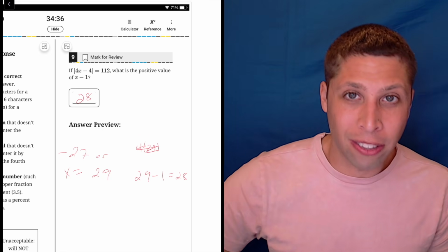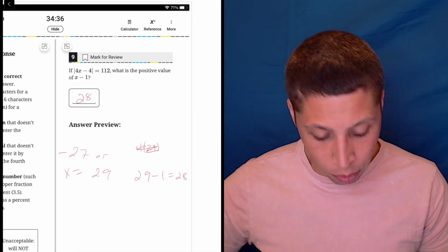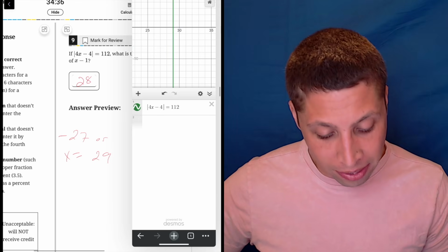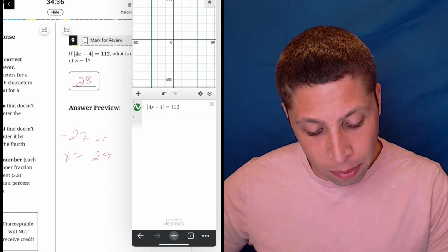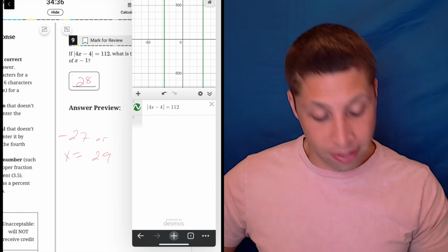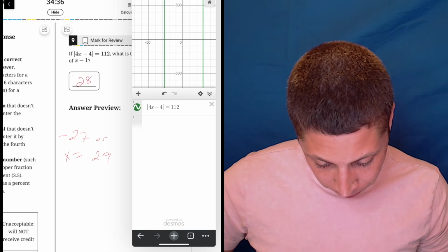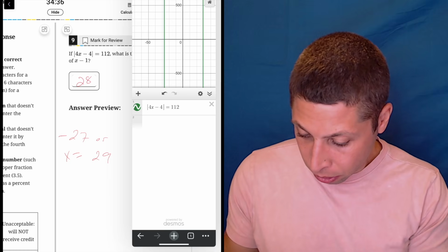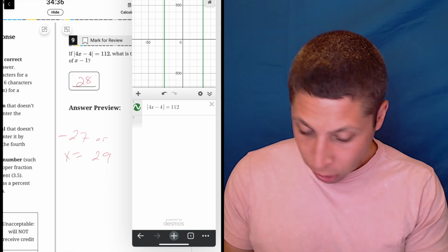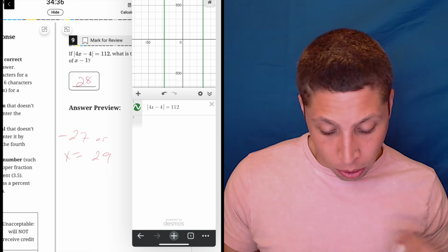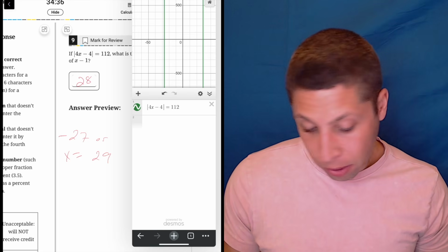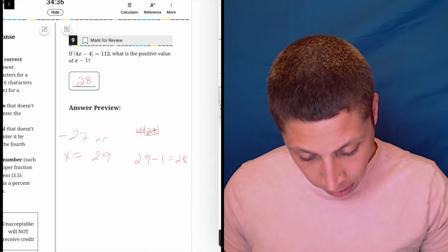I see, this is why the calculator can sometimes be tricky. I think I know what's going on here, because it's basically solving the equation for me, and it's giving me those two green vertical lines as the answers, but if I just divided 4x minus 4 by 4, I would get x minus 1 equals 28. So yeah, x minus 1 would be 28. Yeah, that's it. That's the answer.